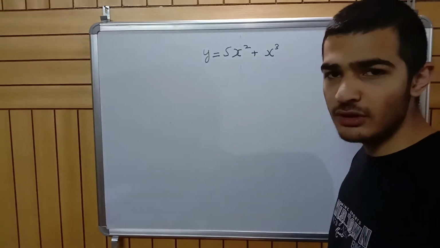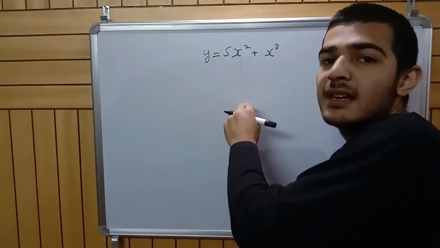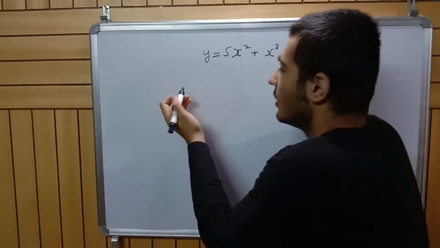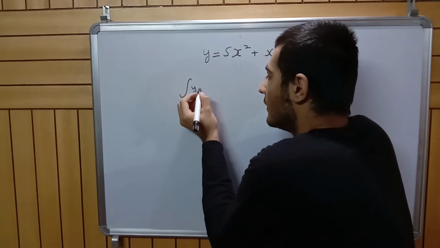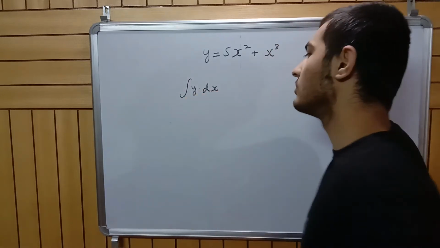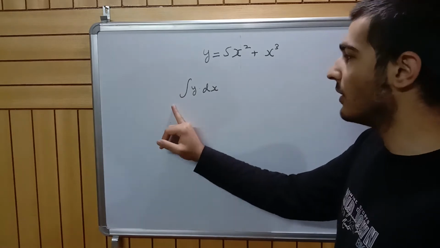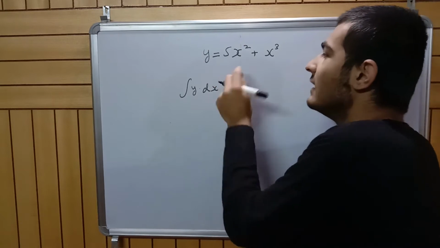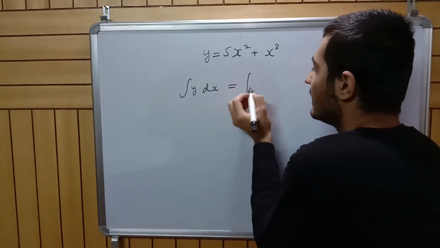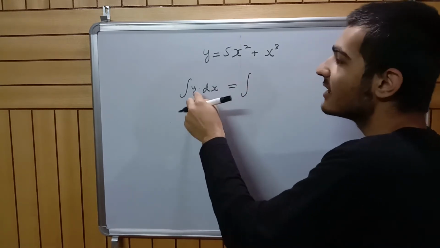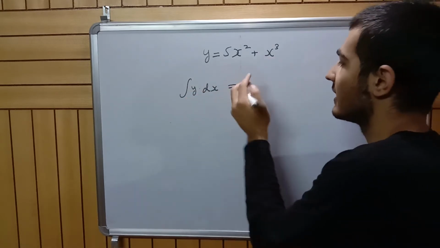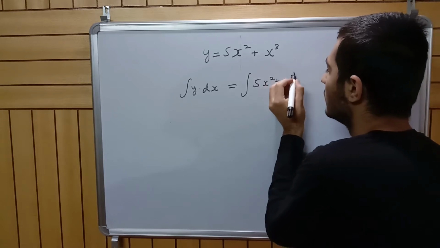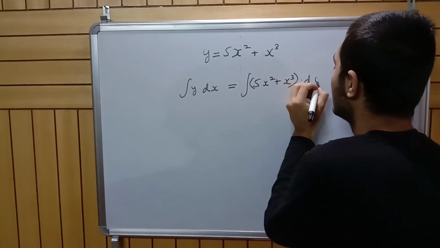So this is a function here, and somebody asks you to integrate this. So what you do is, you can write it as a step, right? Integrating both sides with respect to x. So integrating both the sides, what you get is integral of y with respect to dx, so integral of y dx equals the integral of, just instead of y I plug in the whole expression here, so 5x square plus x cube in brackets dx.